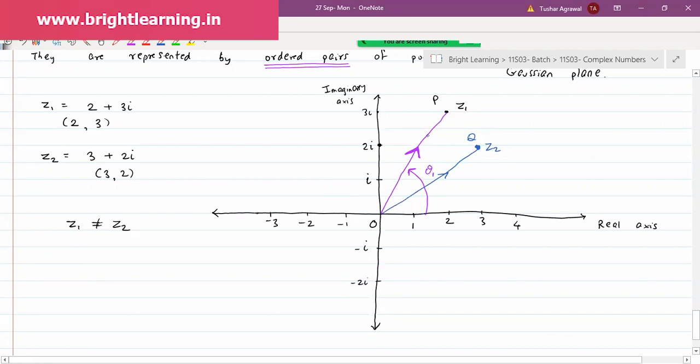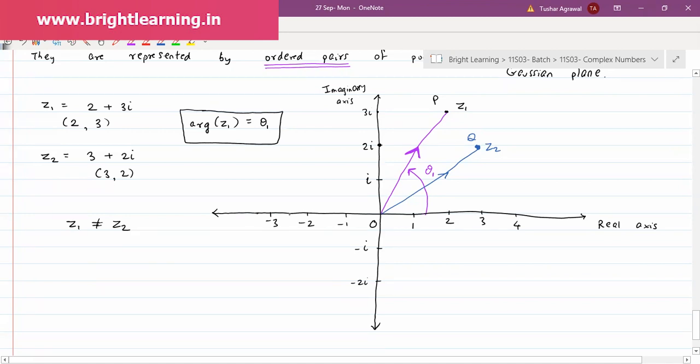The ray OP, the direction also is important. The angle that it makes with the positive x-axis is called the argument of complex number Z1. Just write, argument of Z1 is equal to theta 1. For boards, we will not be discussing the argument part, since this syllabus is cut off from your exam.